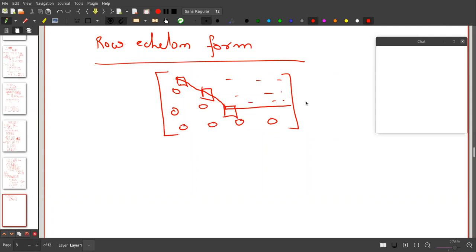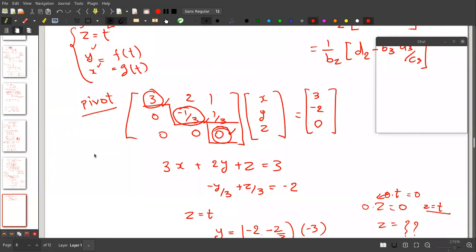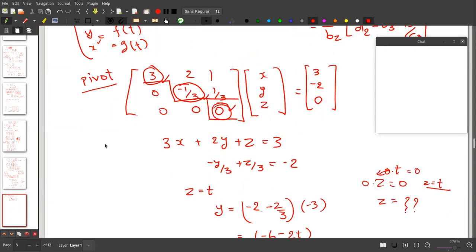And yeah, if you have this form, what can you say about this? Let's take this example as it is. So we had 3 2 1, 0 minus 1 by 3 1 by 3, 0 0 0, times x y z, equals 3 2 3 minus 2 0. What did this last equation become? If we take the last one, it was 0 equals 0. Is this 0 equals 0 clear?